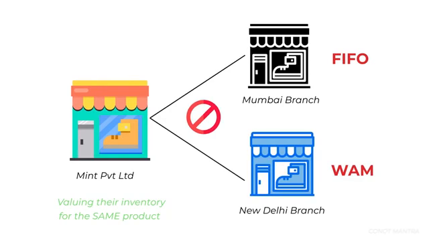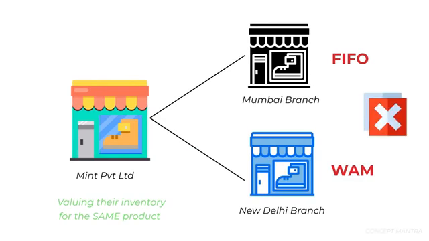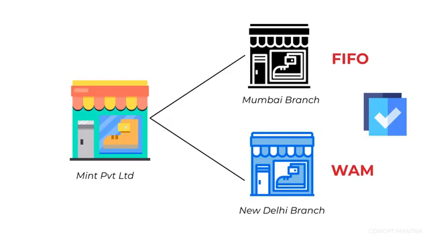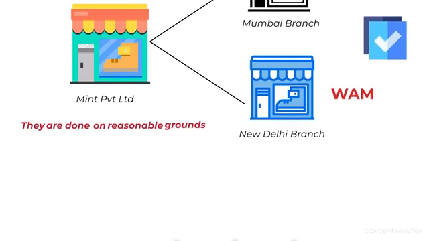Although the consistency concept prohibits Mint Private Limited from following two different methods, it does, however, allow them to continue doing that if and only if it is done on reasonable grounds and fully disclosed and documented in the financial statements. And that's the consistency concept.